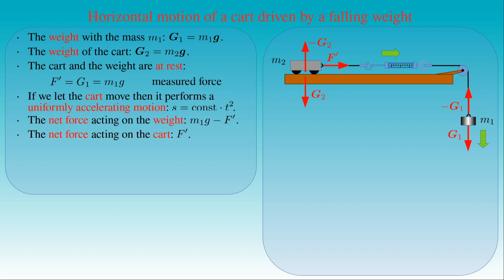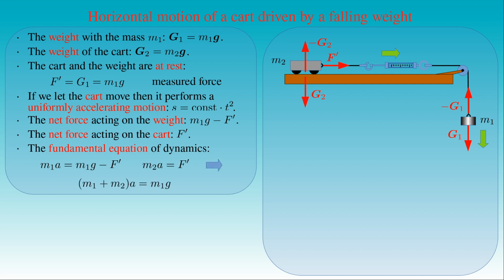By applying the fundamental equation of dynamics for the two bodies, we can state that the mass m1 of the weight times the magnitude of the acceleration A is equal to the mass m1 times the magnitude of the gravitational acceleration g, minus the magnitude of the force F'. Similarly, the mass m2 of the cart times the magnitude of the acceleration A is equal to the magnitude of the force F'. The sum of these two equations gives the equation stating that the sum of m1 and m2 times A is equal to m1 times g.